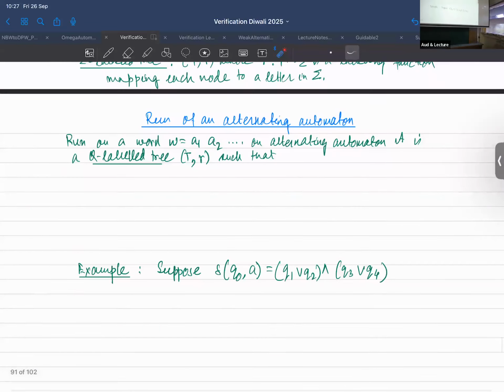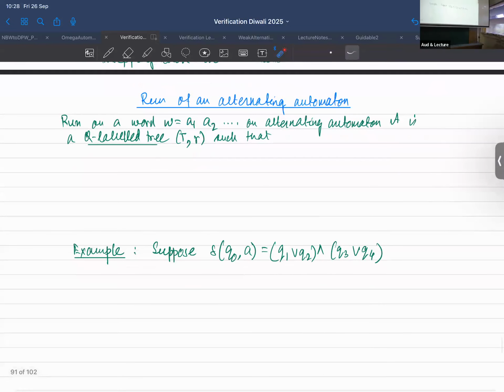So I say a run of a word W on an alternating automaton is a Q labeled tree, T R. Okay. So it's a Q labeled tree. It will have some properties now. So what are the properties?